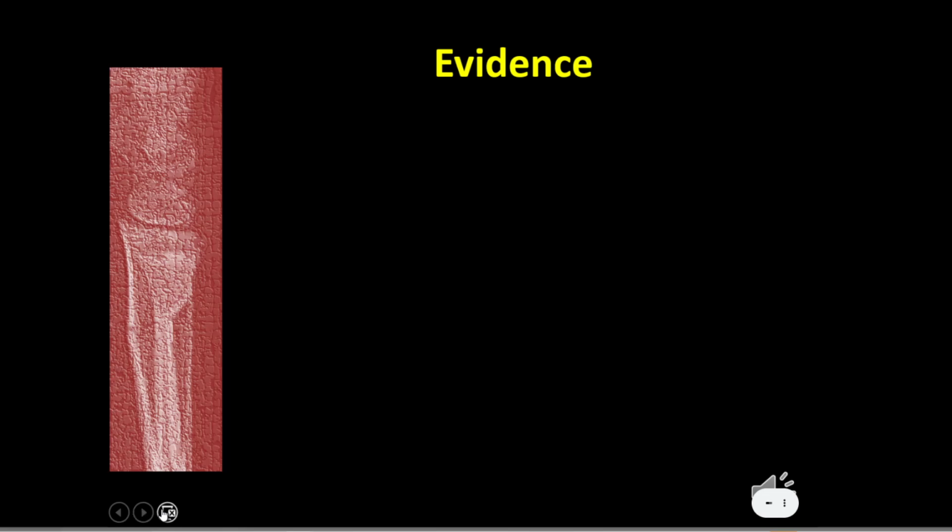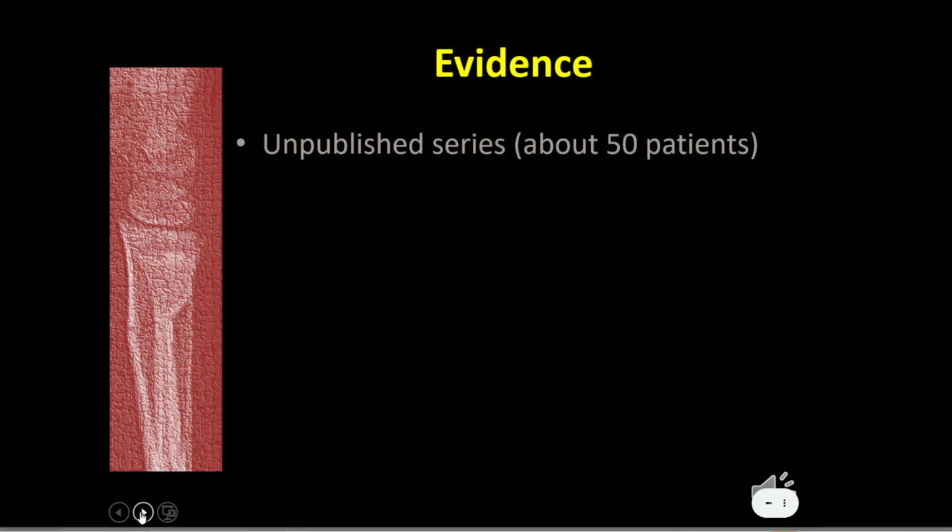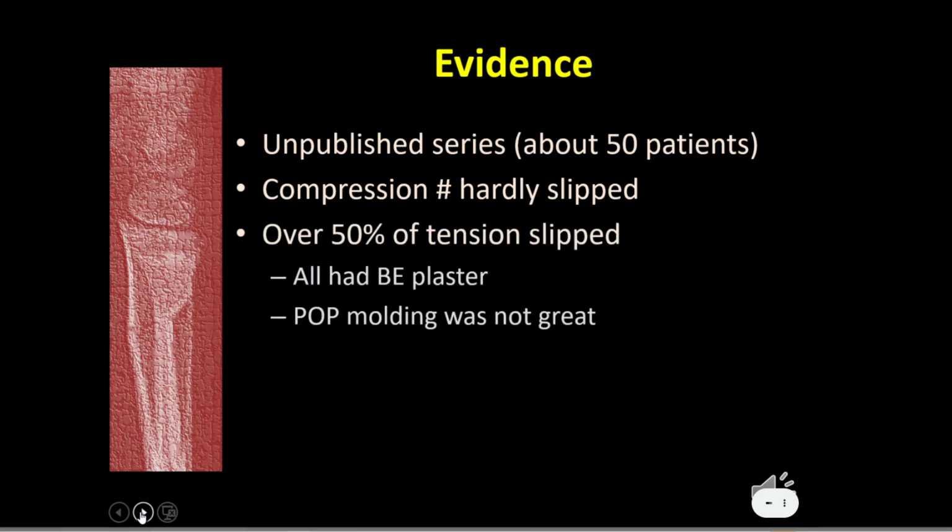The focus of this POW is to apprise you of the difference between compression and tension type of greenstick fractures. Are there any evidences published? Yes, an unpublished series done by myself many years ago, where we looked at about 54 patients with pediatric distal radius injury. We tried to distinguish between compression and tension fractures to see which one displaced more. We found that compression fractures hardly displaced, whereas more than 50% of the tension fractures slipped.